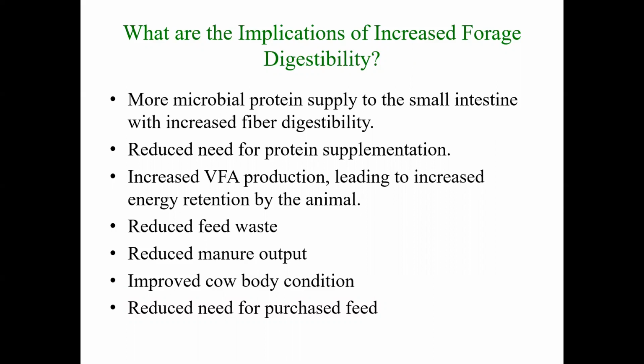We get a reduction in feed waste because a cow that is pulling out a feed particle from a round bale feeder that's only 6 inches long doesn't pull as much and waste it as if she reaches in and pulls out a piece that's 2 feet long. We get greater digestibility, so we have reduced manure output. We have improved cow body condition, and we have a reduced need for overall purchased feed.